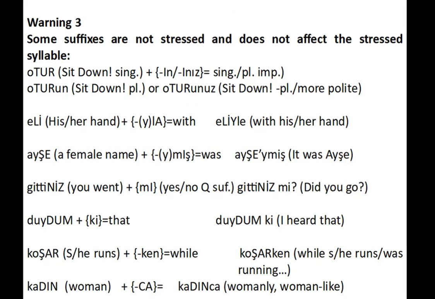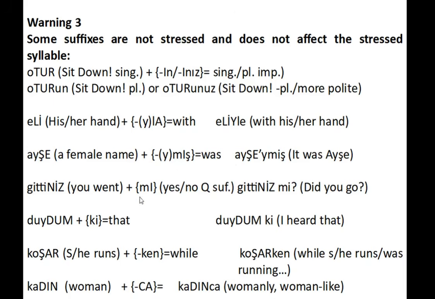And the third warning is about suffixes which are not stressed and do not affect the stressed syllable. For example, otur, oturun. So un, and ınız, iniz. This is singular, this is plural. They do not affect the stress. Otur, oturun, oturunuz. Eli, which means her or his hand. With, eliyle, with his hand or with her hand. Ayşe, Ayşeymiş. So the stress doesn't change.